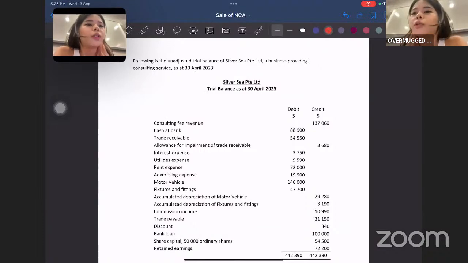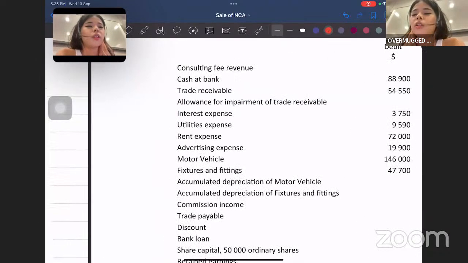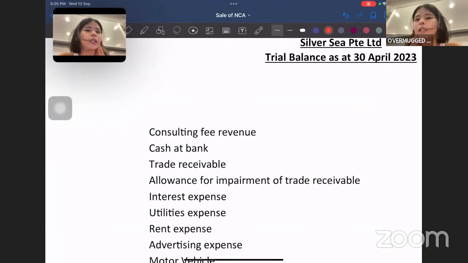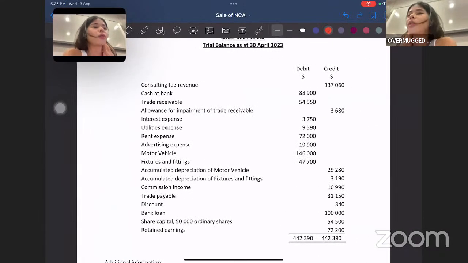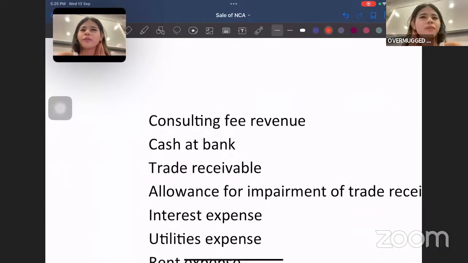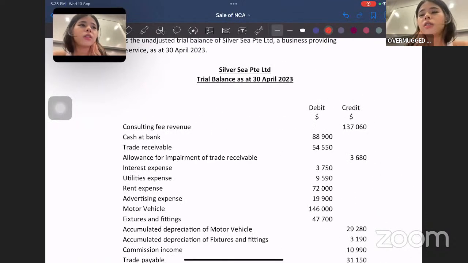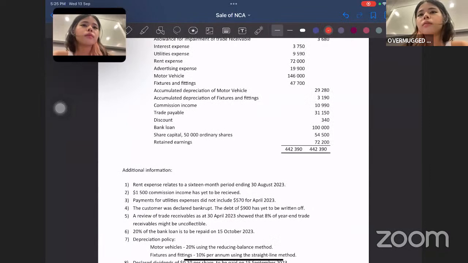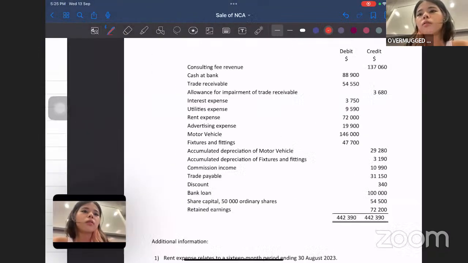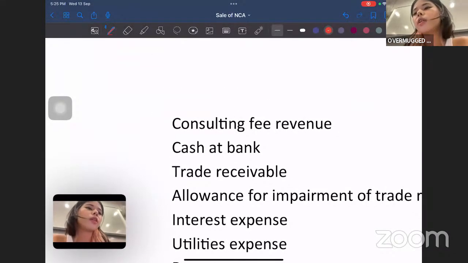For here, when you first receive your FS question, the first thing you need to do is to label your items, right? When you're copying over, it will make your life easier. So let's label this quickly. For here, consultancy fee revenue.